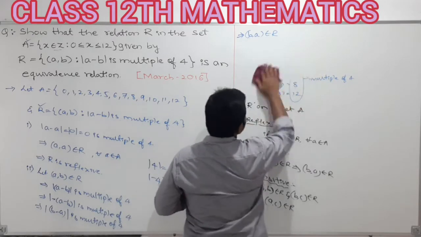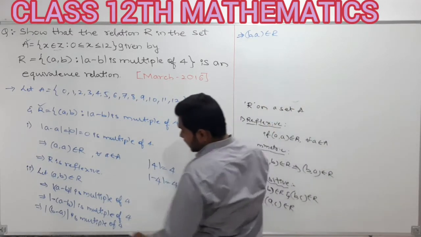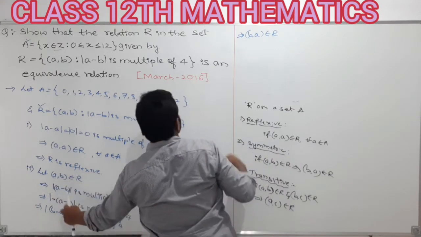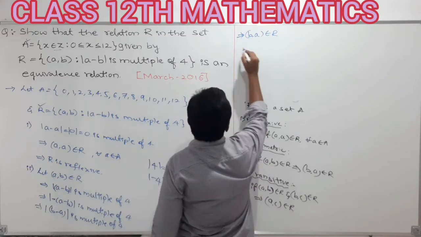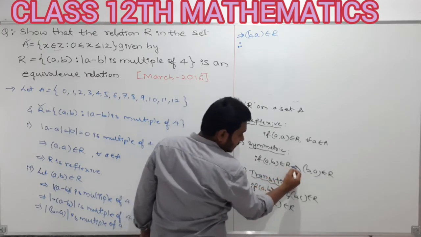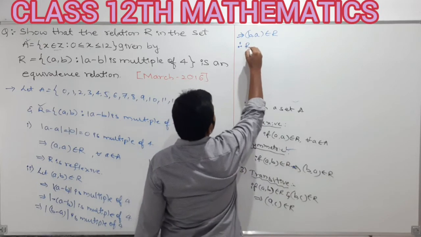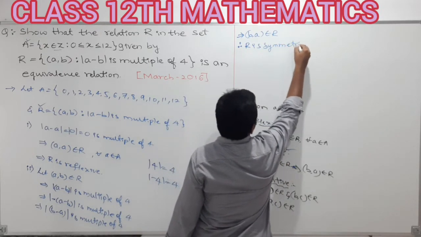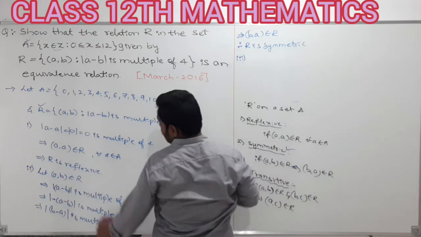So I'll erase this one and next. What I considered, I assumed that one ordered pair is contained in the relation R. Then the reverse b, a is also in the relation R. So what it implies: if a, b belongs to R, it implies b, a is also in R, then we can say that therefore R is symmetric.